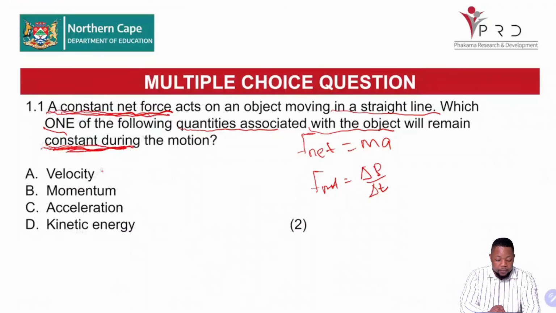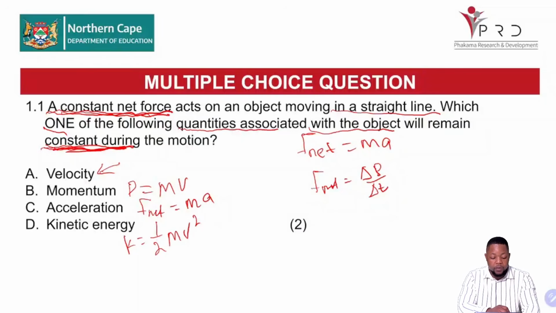Now, for velocity, there are formulas which talk about velocity under vertical projectile motion. There's a formula for momentum, that is p is equal to mv. And there's a formula that has acceleration and force. We've talked about it just now, F net is equal to ma. And then we have a formula for kinetic energy that is half mv squared. So your K is equal to half mv squared.